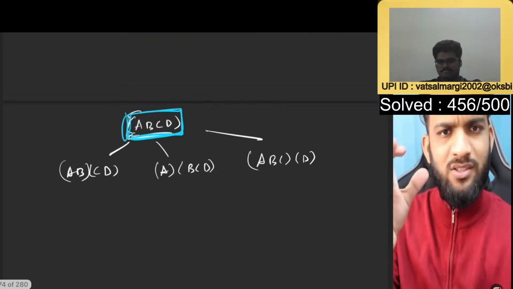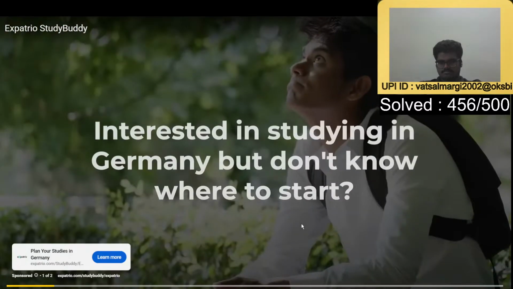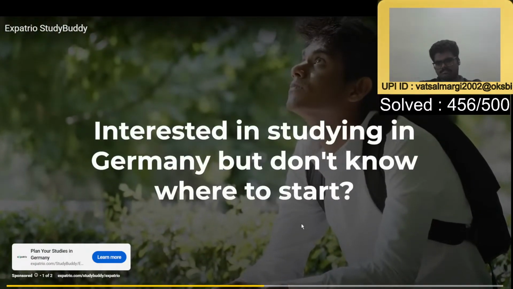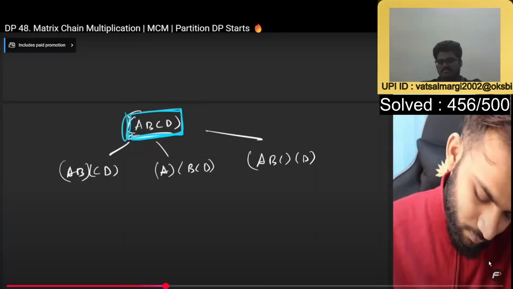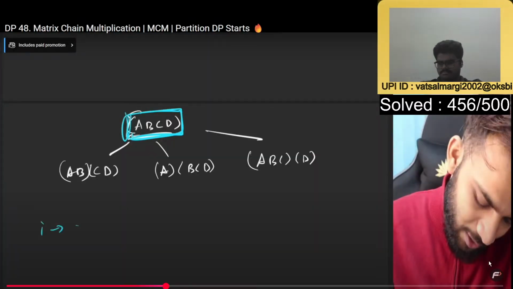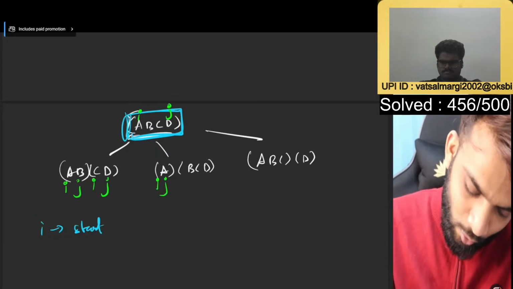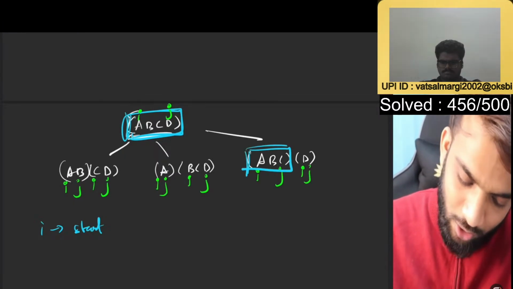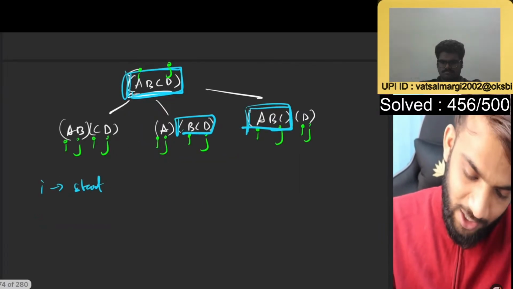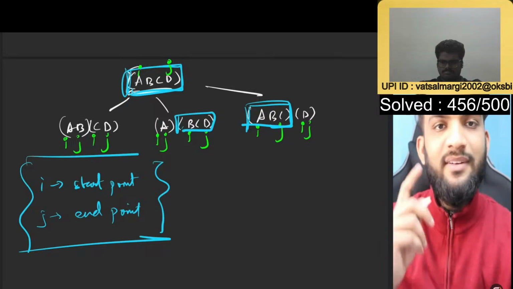Remember this. You can always mark them by I and J, where I is the start point. Over here, I will be this A and J will be the D. Over here, I is this, J is this. Each of these in itself is a problem that you want to solve. So I is the start point and J is the ending point. Start point and end point are given to you.